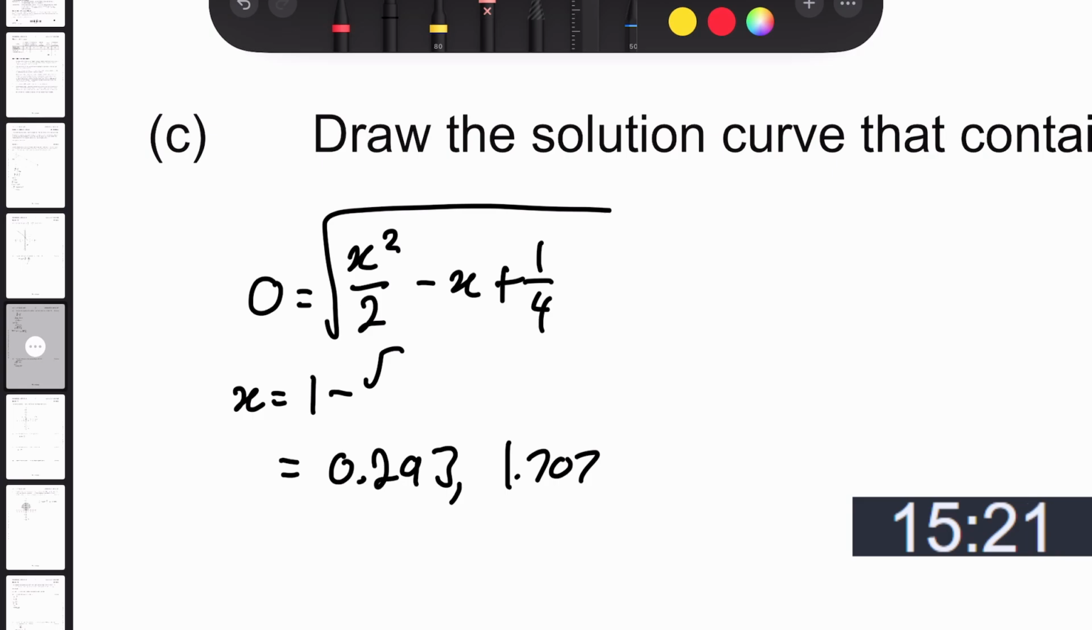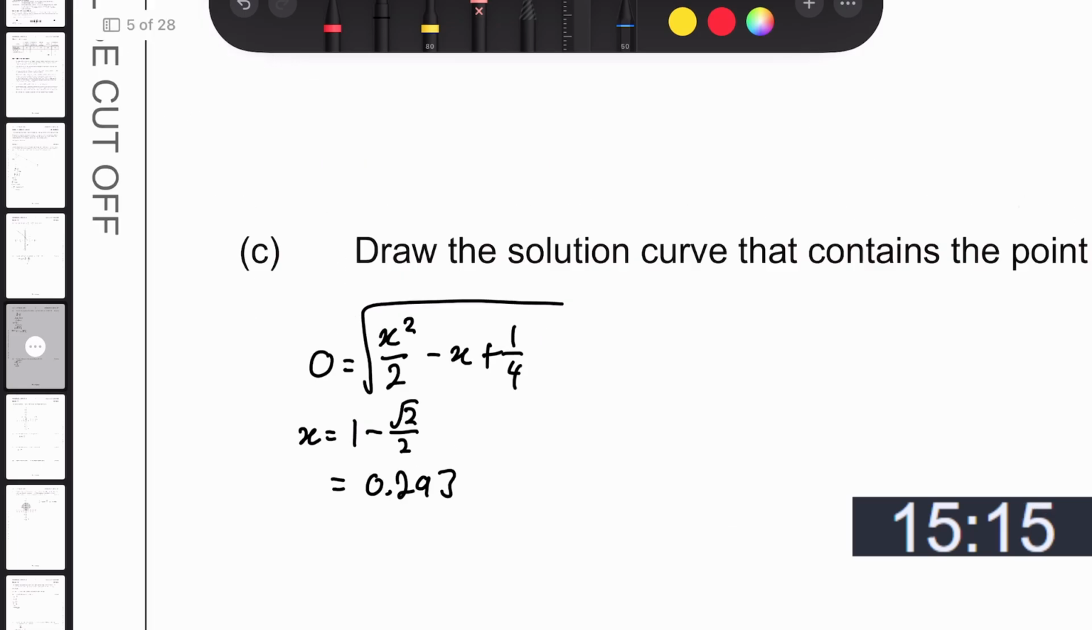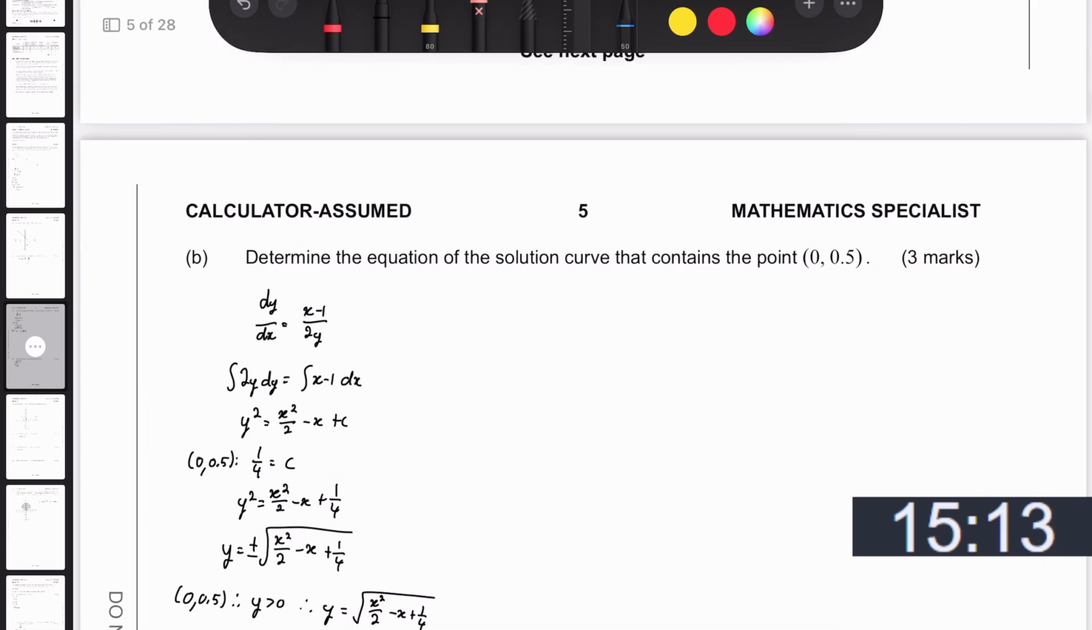Minus square root of 2 on 2, so it'll be only the 0 to 9 version. Wait. God damn it, what is happening?